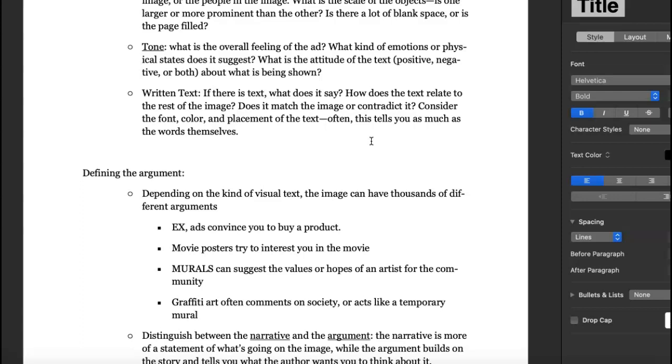If there is written text, what does it say? And how does that text relate to the rest of the image? Does it match or contradict it? This is where you can editorialize and think about things like font and color and placement of the text, because this can tell you sometimes as much as the words themselves.